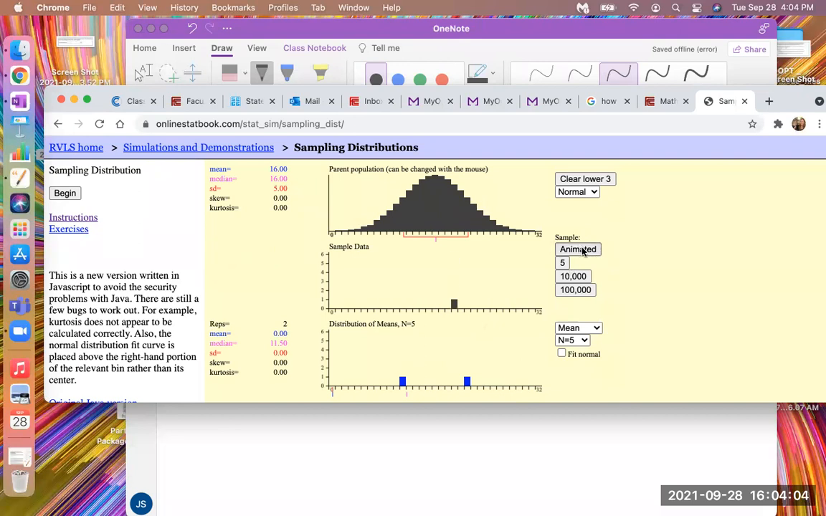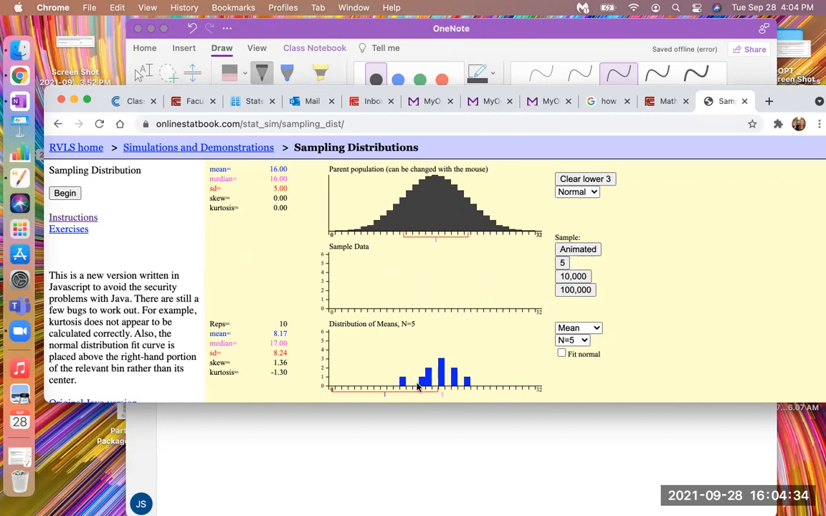So we pick 5 numbers. Those are the 5 gray numbers that just dropped, and then 1 mean is calculated from those 5 numbers. We can do it again, 5 new numbers, and we find the mean of those numbers, and it's calculated at the bottom. And we can do it again, 5 more numbers in a sample, and then find the mean of those.